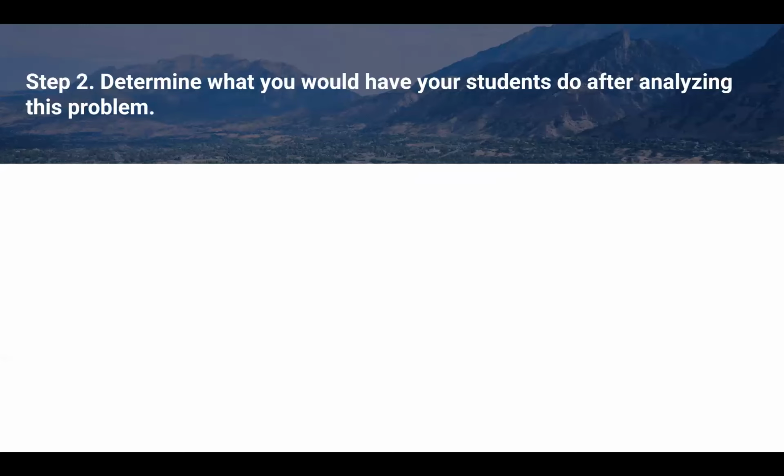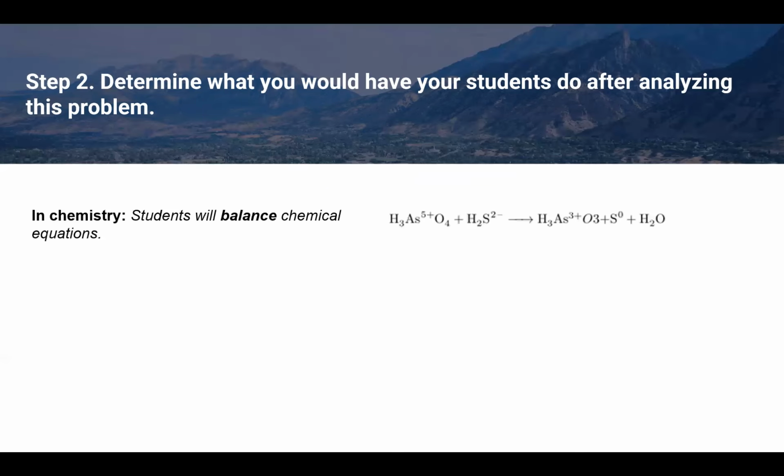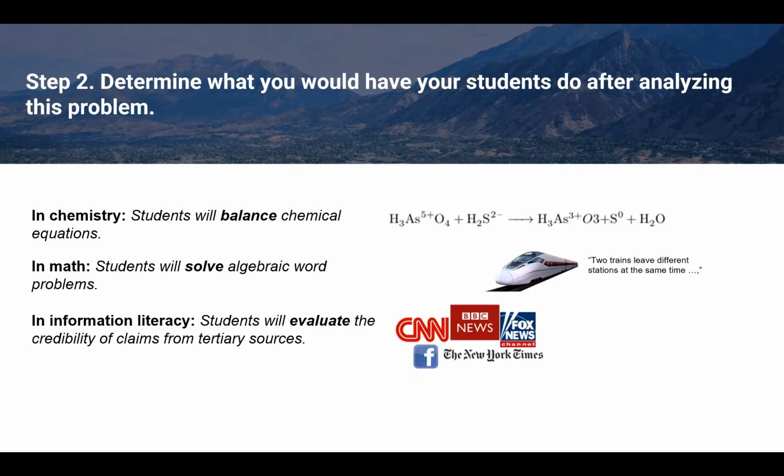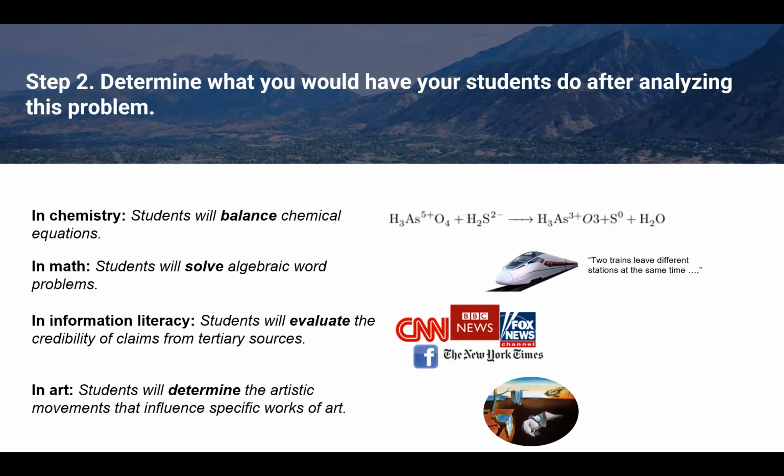Step 2. Determine what you would have your students do after analyzing this problem. Here are some examples of purposes of decision models. In chemistry, students will balance chemical equations. In math, students will solve algebraic word problems. In information literacy, students will evaluate the credibility of claims from tertiary sources. In art, students will determine the artistic movements that influence specific works of art.